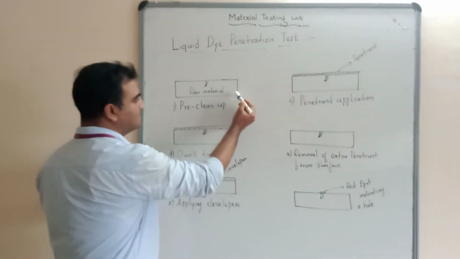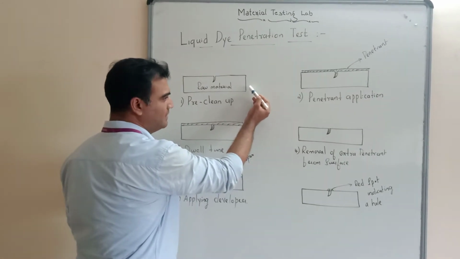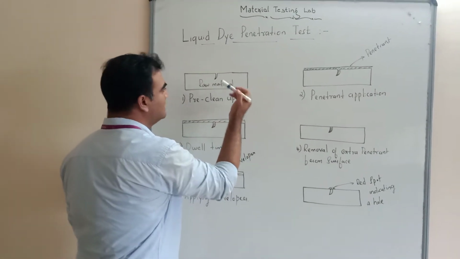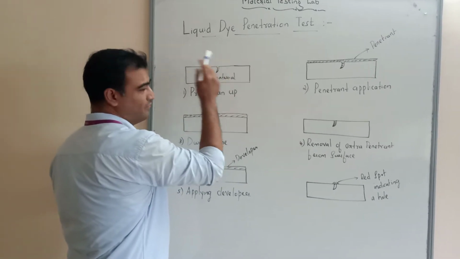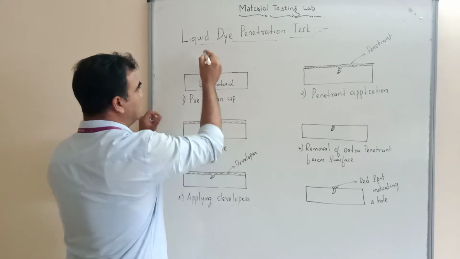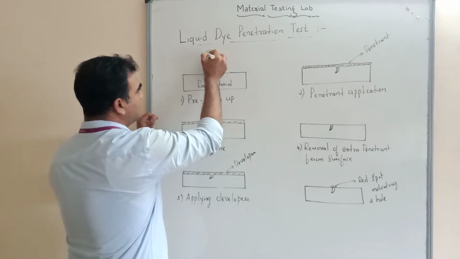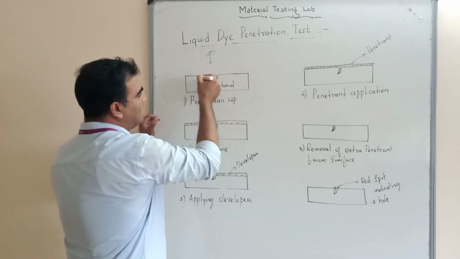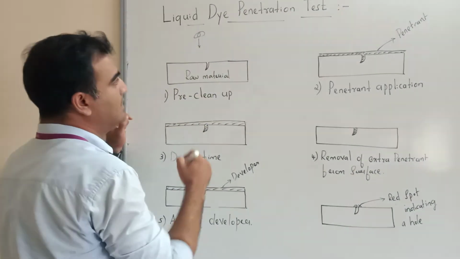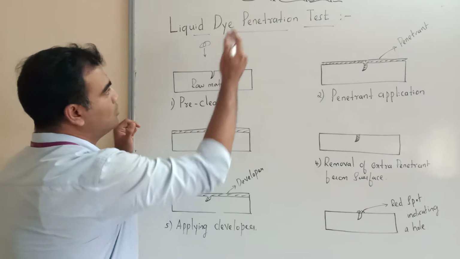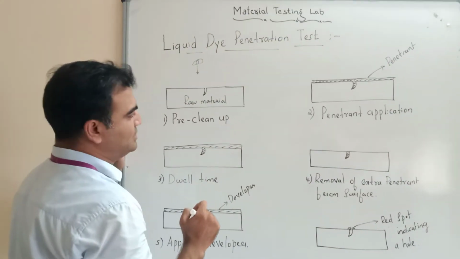Now we have considered a raw material or any finished or semi-finished product. Just imagine that there is a flaw which is not visible to the naked eye. If I am looking from here, I will not be able to see whether there is a flaw in this material. In that case we are going to apply this liquid dye penetration test.